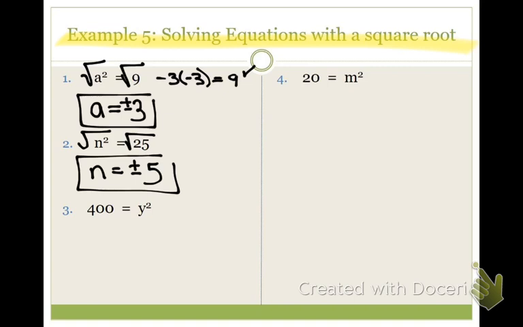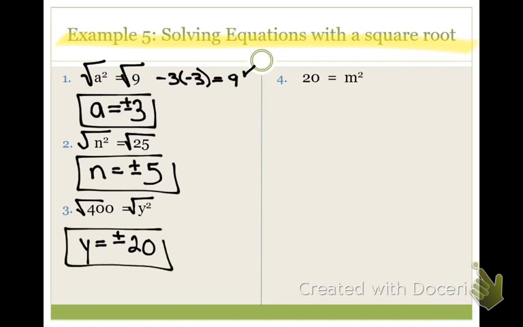All right, so I'm just taking the square root. In order to get rid of my exponent of 2, I can do the opposite operation, which is taking the square root. Okay, so square root both sides, square root of 400, square root of y squared, and y equals positive negative 20. All right, now let's look at number 4.